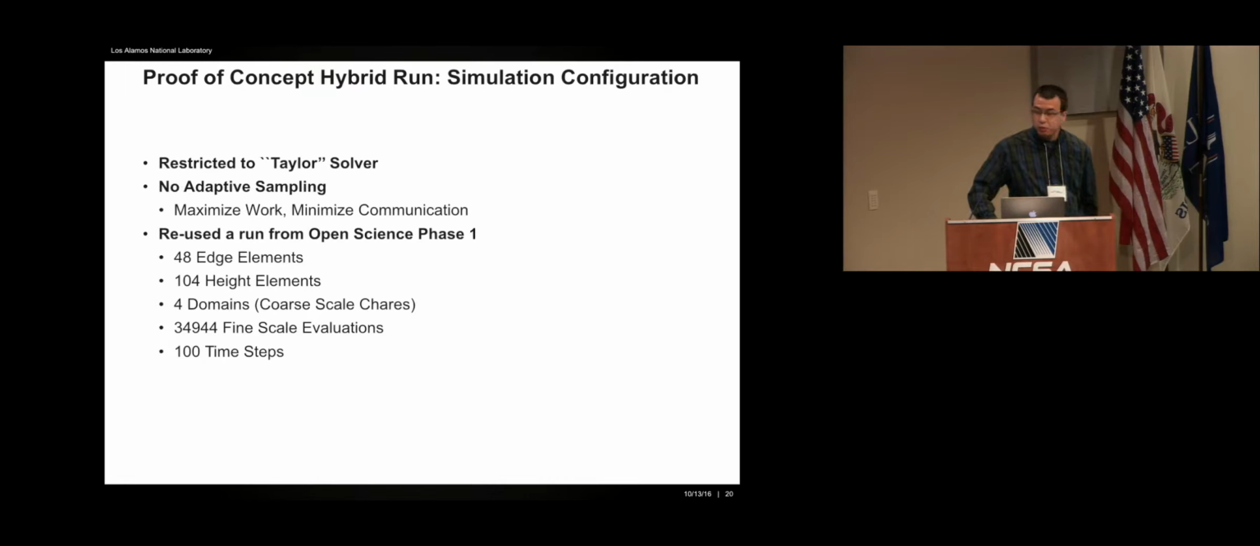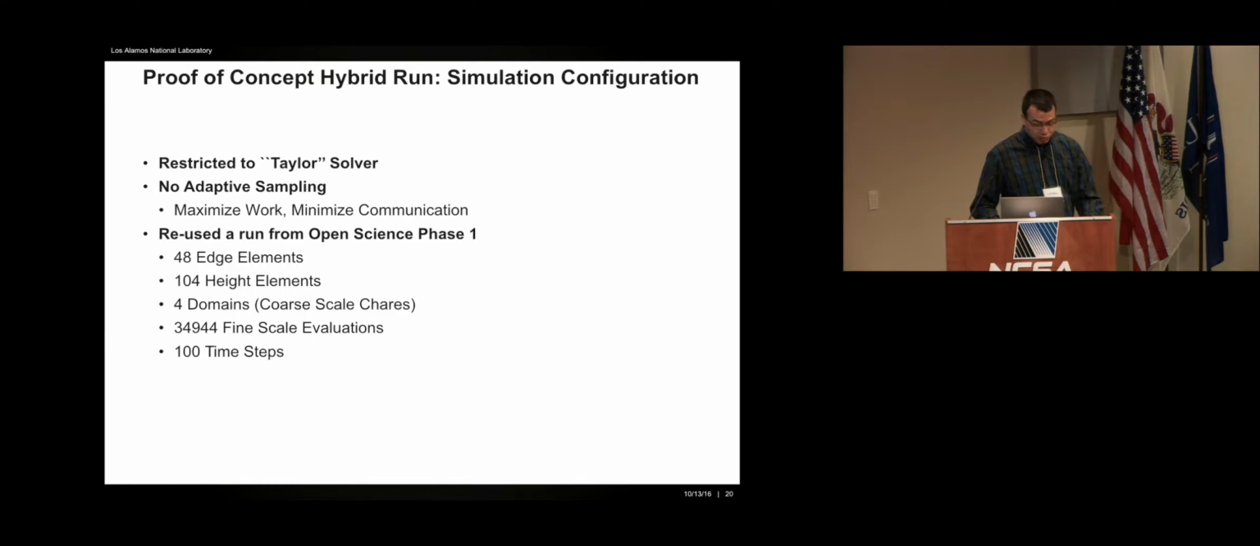So the simulation we ran, we only used the Taylor solver because we just wanted to have a very simple test, and we were partially waiting for better OpenMP support, so thanks, by the way. And we have no adaptive sampling on because, again, we want to maximize work, minimize communication. We don't want to have contention for these tests, and also the more work we have, the better things look. We reused the run from Open Science Phase 1.